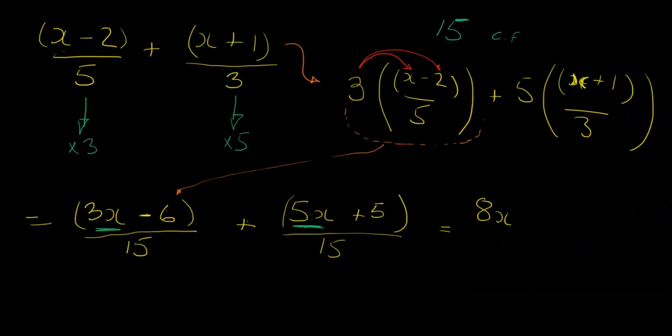Minus 6 plus 5 is going to be minus 1. Perfect. Everybody understand that? Okay. Can you just go over the bit where minus 6 plus 5, that tiny bit there? Like, how do you get minus 1? Okay.